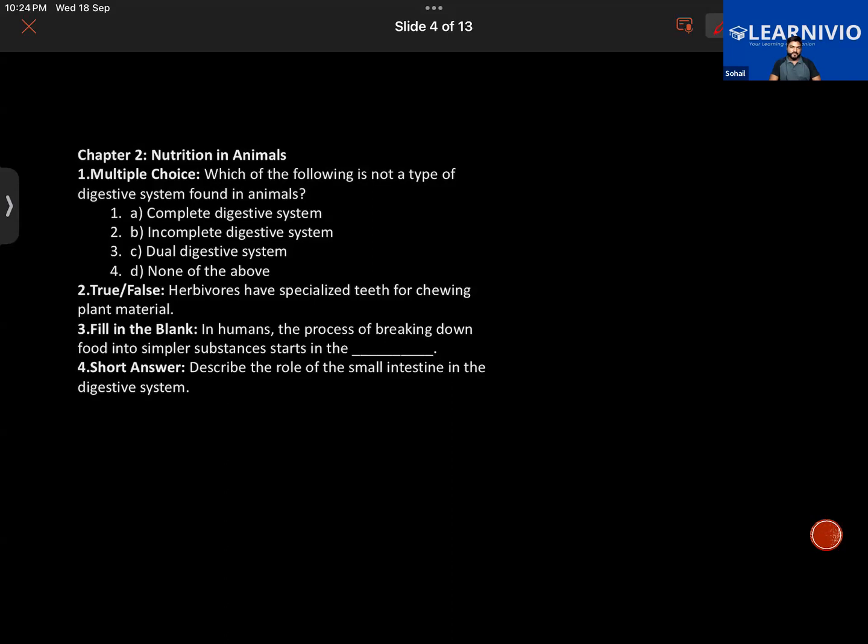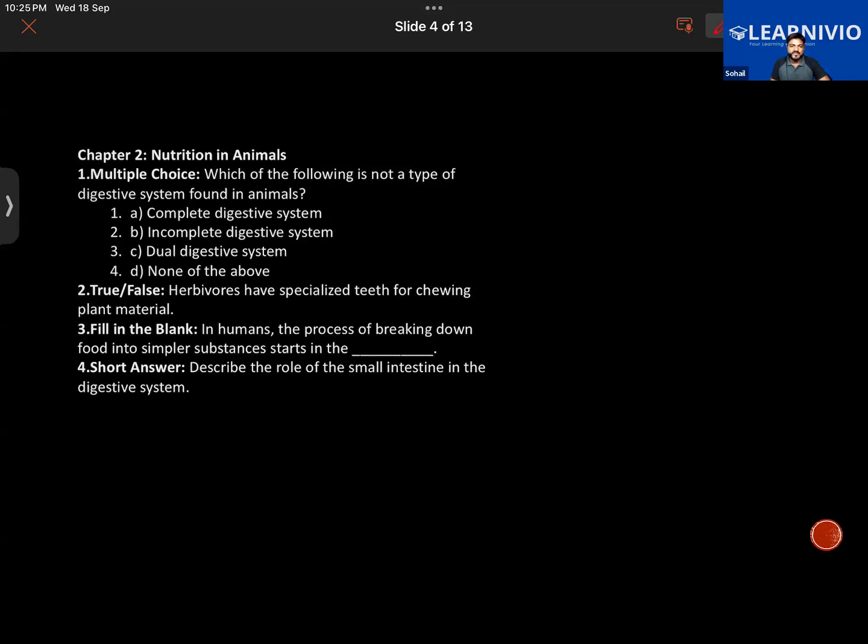Incomplete digestive system. Very good, because we have the example of a dual digestive system in the case of some animals, like the ruminants. Getting it?